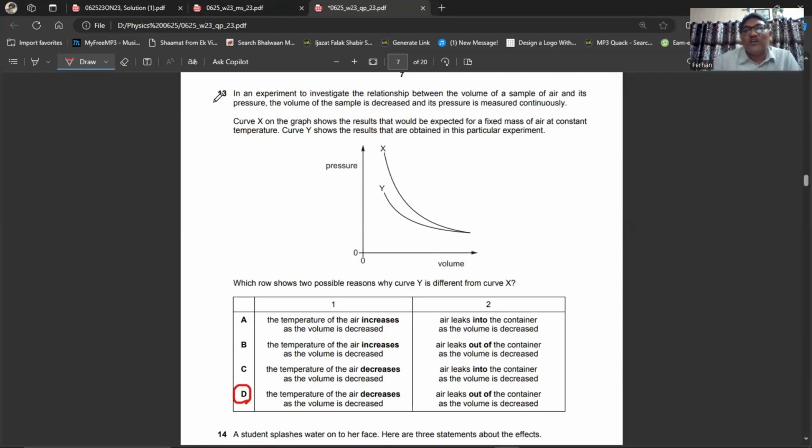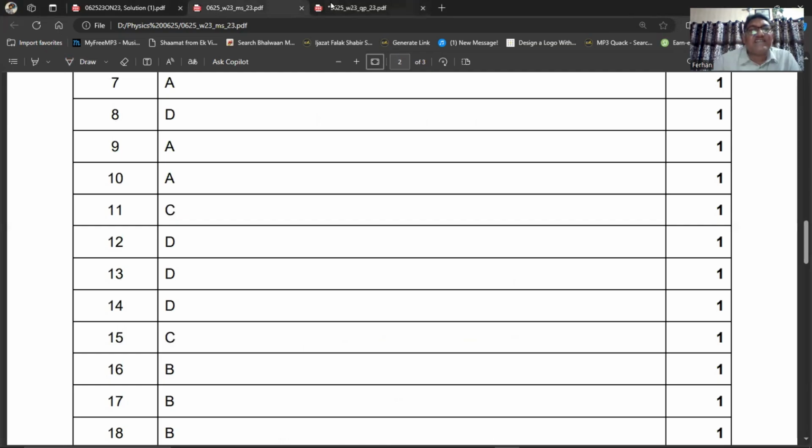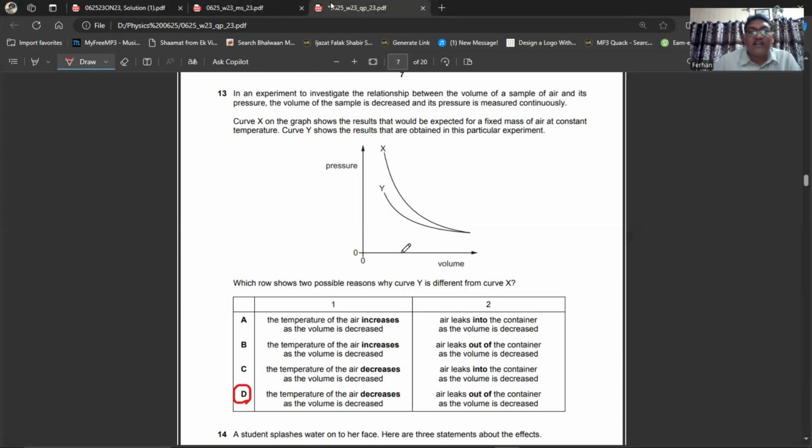Very tricky, very conceptual. You have to think a lot before you can answer that. So we think for question number 13, D is the answer, sir. D is the right answer. Very, very tricky question. Its answer is not easy.